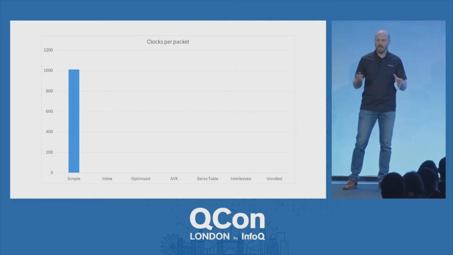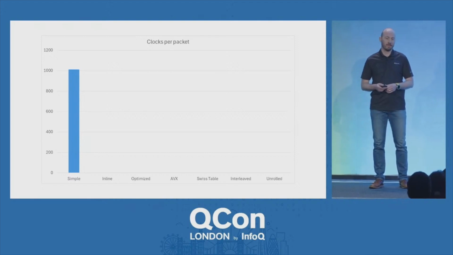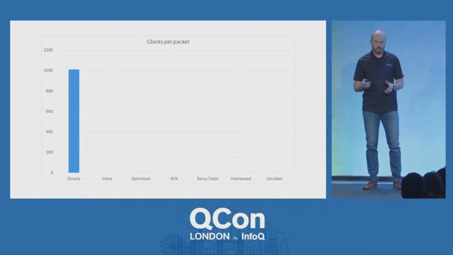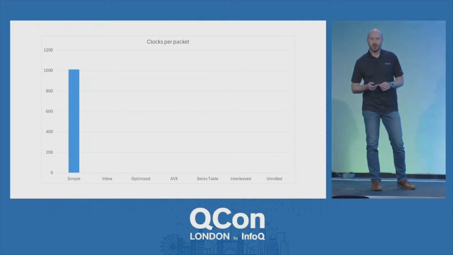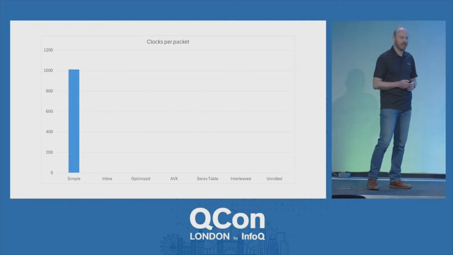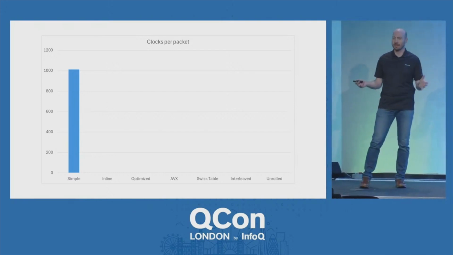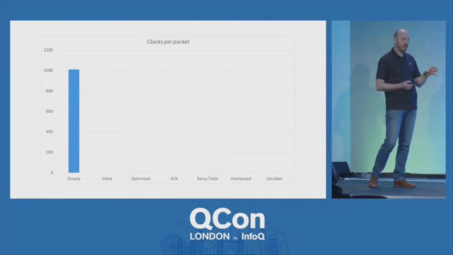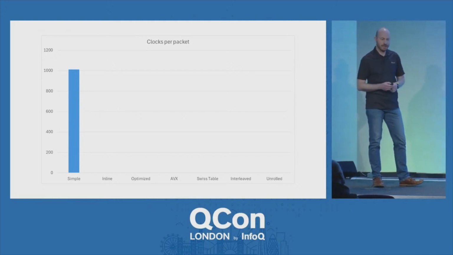So I measured this in a micro benchmark that I wrote. It's about 1,000 clocks per packet. So we're spending 1,000 clocks to process every single packet. Now, if you remember back to the beginning, I said fast has got to be at least 300 clocks per packet. So I'm going to call this slow. And that's probably not unsurprising because we haven't done any work on it yet. So let's now start trying to optimize that code, bringing in different techniques.